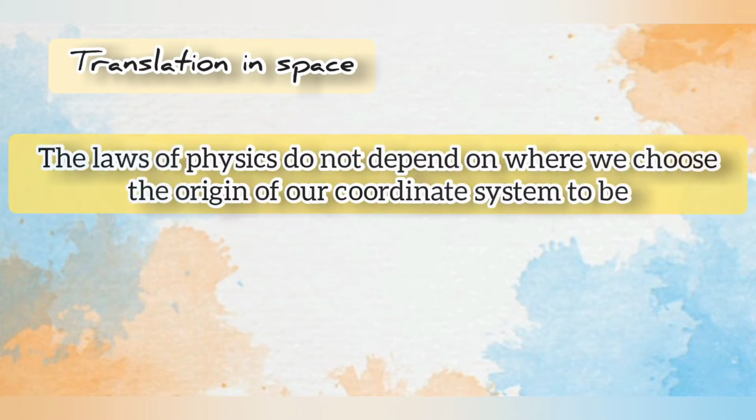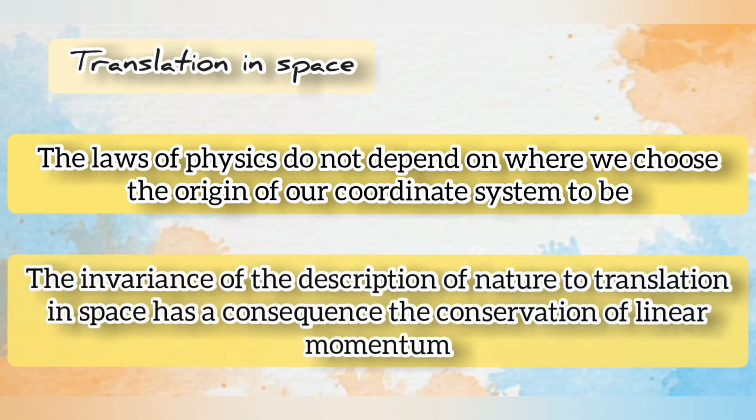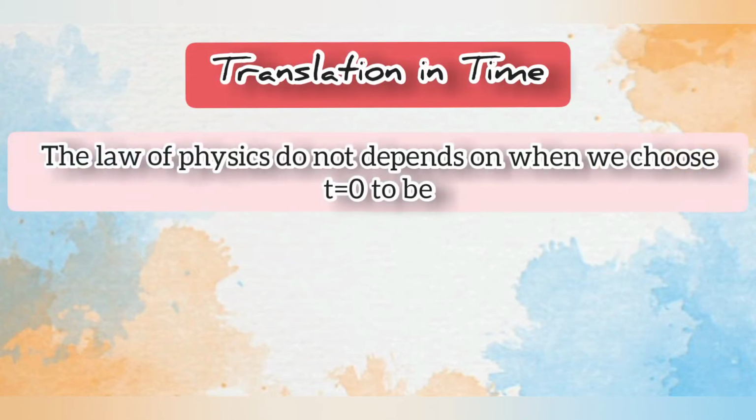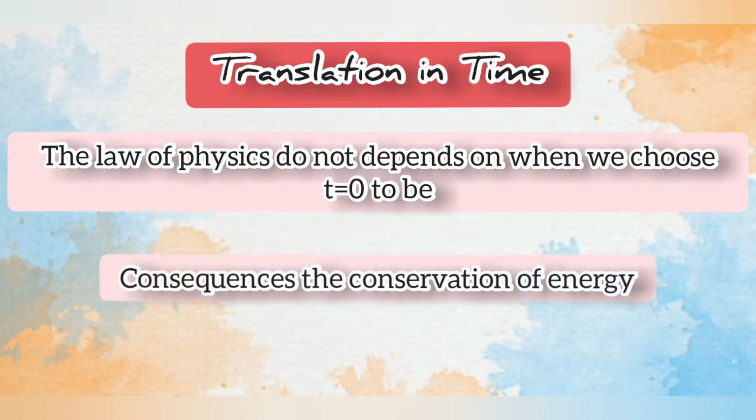The simplest symmetry operation is translation in space, which means that the laws of physics do not depend on where we choose the origin of our coordinate system to be. Noether showed that the invariance of the description of nature to translation in space has as a consequence the conservation of linear momentum. Another simple symmetry operation is translation in time, which means that the laws of physics do not depend on when we choose t equal to 0 to be, and this invariance has as a consequence the conservation of energy.